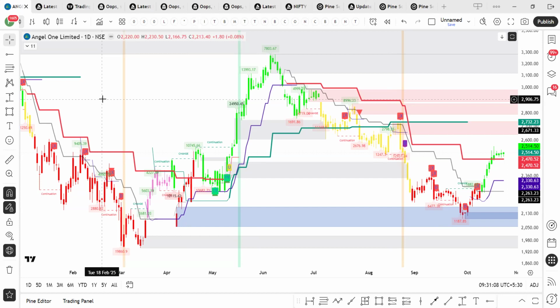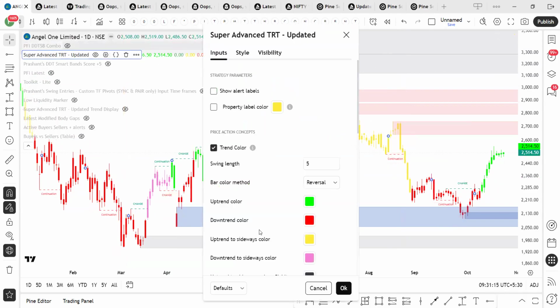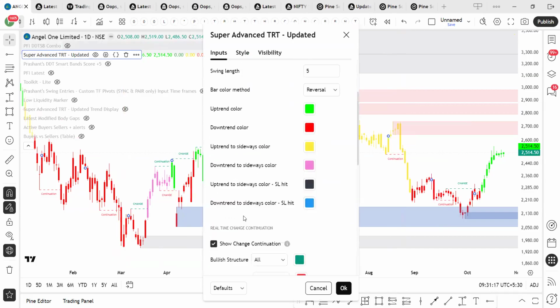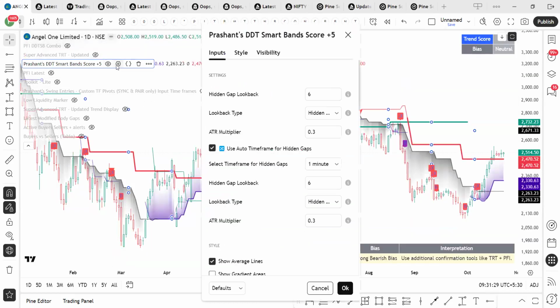Then from the second session onwards, we'll discuss TRT, what are different settings in TRT, how to place alerts on TRT, then what are different settings in DDT Smartband, what are different settings in PFI, and what are possible things which may hamper your analysis, what are different things in these settings, inputs, and all those things. I will explain these things to you.